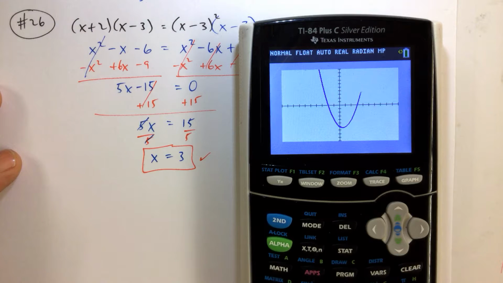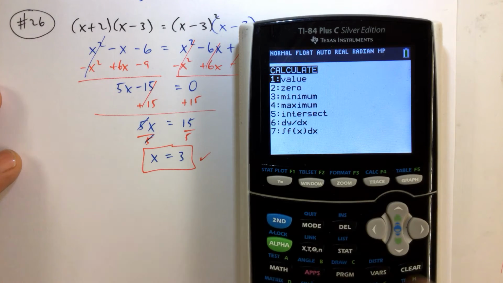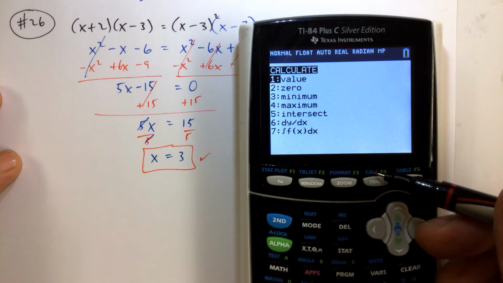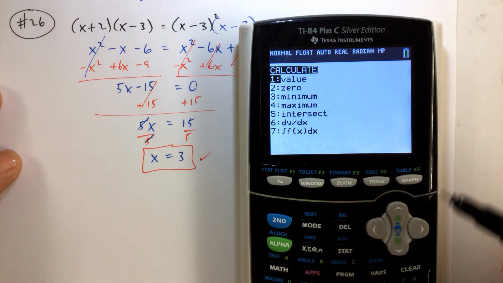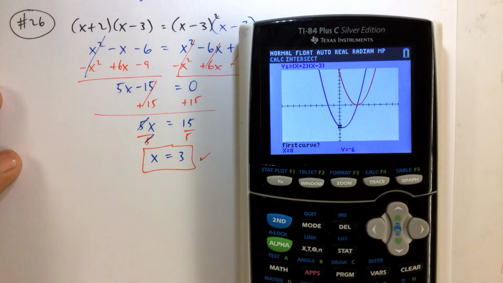So like I said, we have one quadratic expression on each side, and we see, where do we see that the red crosses the blue? Well, we see that happens right there, and we're going to type in second calculate, second trace, and when you hit the second key first, you access the blue feature, and that's calc for calculate. And what do we want to calculate? We want to calculate the intersection. And the first curve is the blue one, so enter. The second curve is the red one. The cursor is on the red one now, enter.